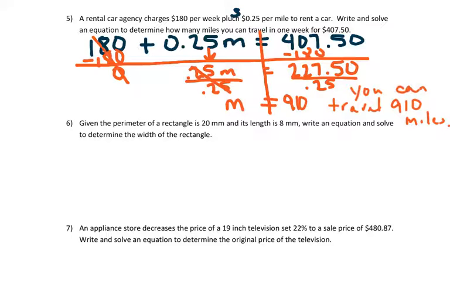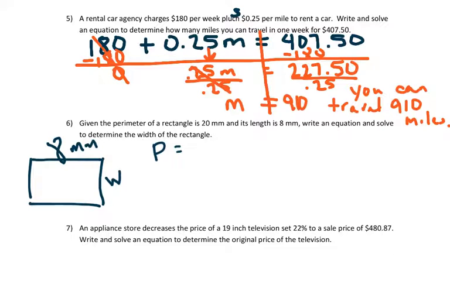Given the perimeter of a rectangle, the first thing that I'm going to do is draw my rectangle. The perimeter is 20 millimeters and its length is 8 millimeters. Write and solve an equation to determine the width of the rectangle. So we know that this is 8 millimeters, but we don't know the width. So you should know that the perimeter of a rectangle is 2 times the length plus the width. So that's a formula that you should know.